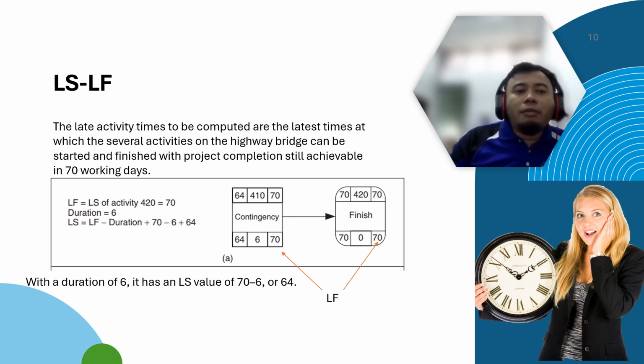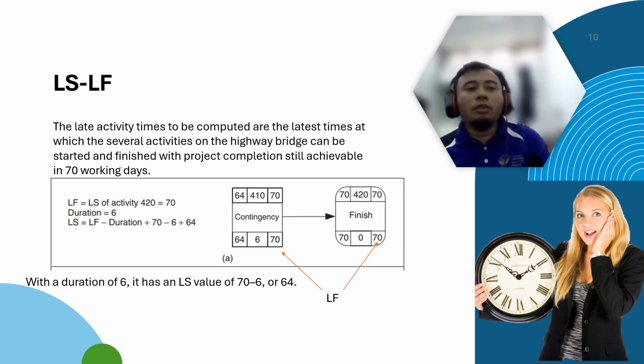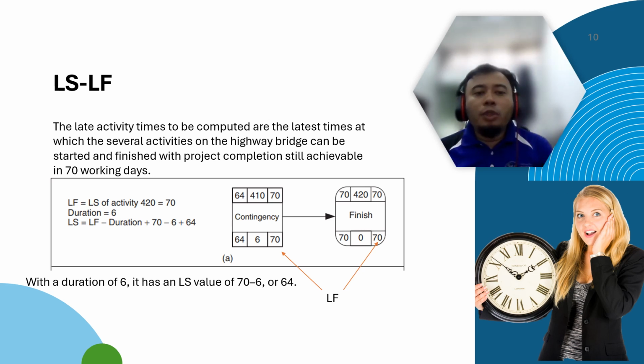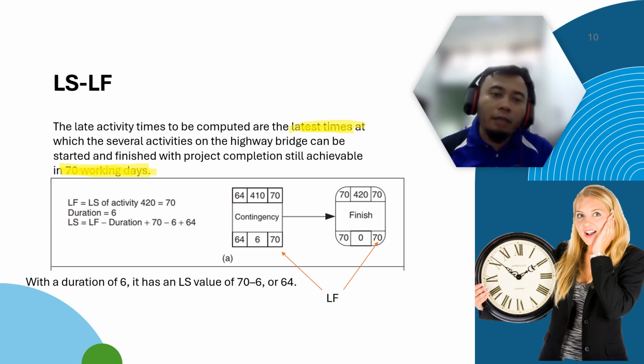So LSLF, the late start and late finish relationship. So the late activity times to be computed are the latest times at which several activities on the highway bridge can be started and finished with project completion still achievable in 70 working days as mentioned earlier. So you want to maintain these 70 working days for the whole project. So what is the latest time for several activities that you can start late? You can start late, finish late, but still the project can finish in 70 working days.